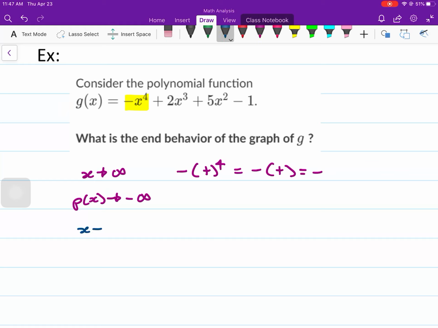And let's go ahead and check as x goes to negative infinity. Same thing will happen. We have a negative to the 4th, which ultimately turns into a positive, and that turns into negative times a positive, which is negative infinity.